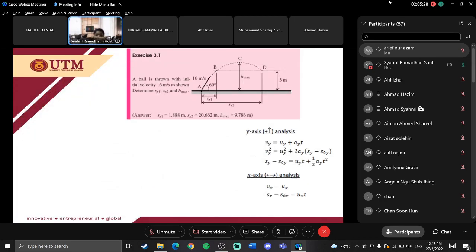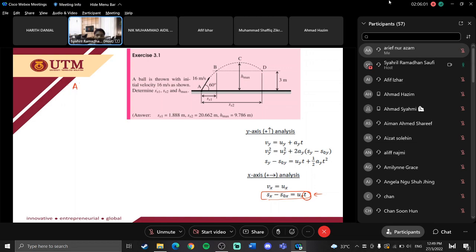Alright, so when we talk about the horizontal distance, this should be the equation: sx minus s naught x equal to u t. If you want to use this equation, you need to have the time. But for this exercise, you don't have the time. So it means that you need to determine the time.